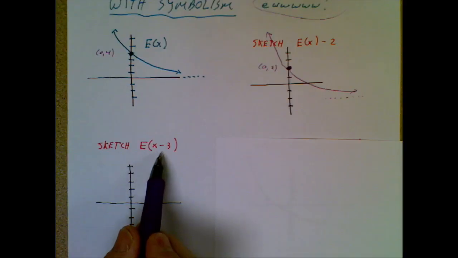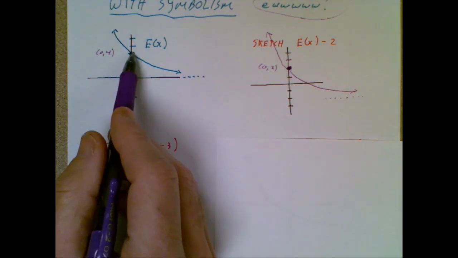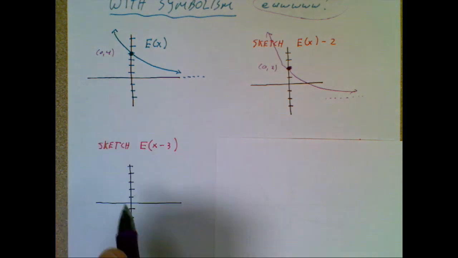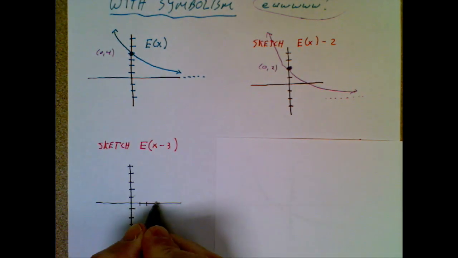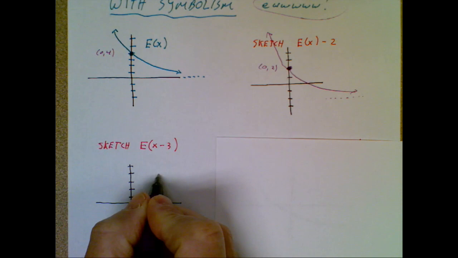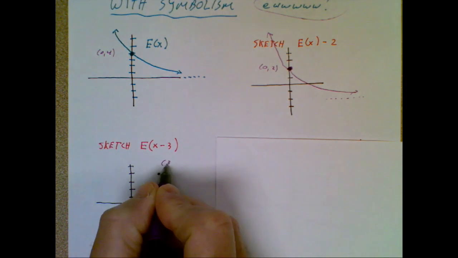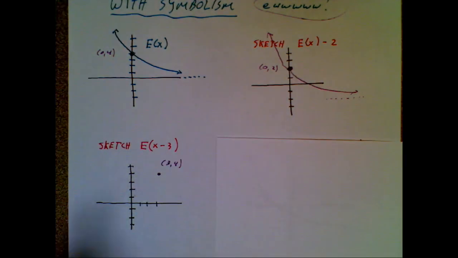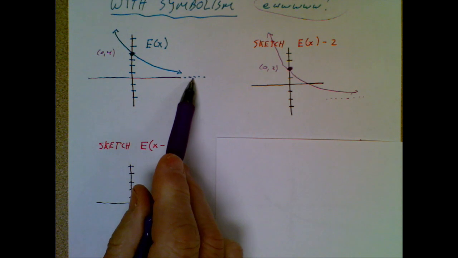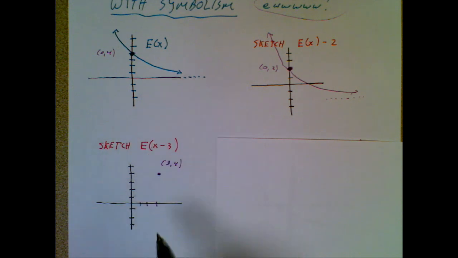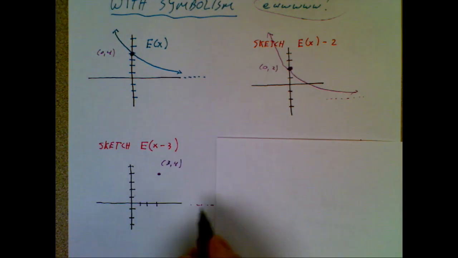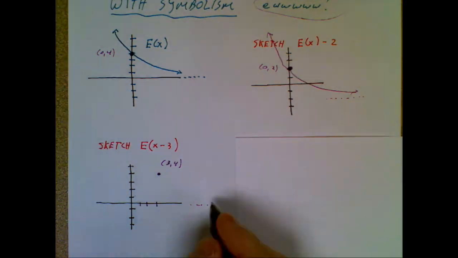This minus 3 has taken my parent graph e to the x and moved it 3 units to the right. And so my intercept of 0, 4 gets moved to the right 3 units. We're now at 3, 4. The asymptote, when it gets moved to the right, doesn't change its elevation, so it stays like that. And now I can just recreate my graph.